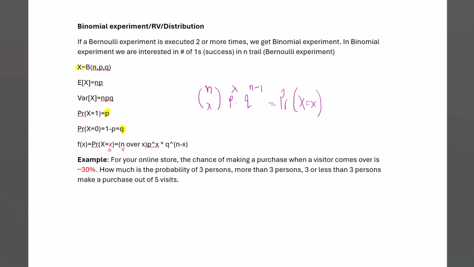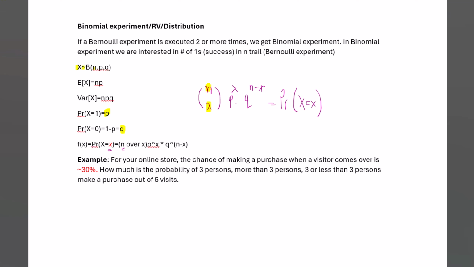That means if we repeat this experiment n times, the chance that x of them are a success, such as passing or buying, is n over x, a combination, times p to the power of x times q to the power of n minus x.